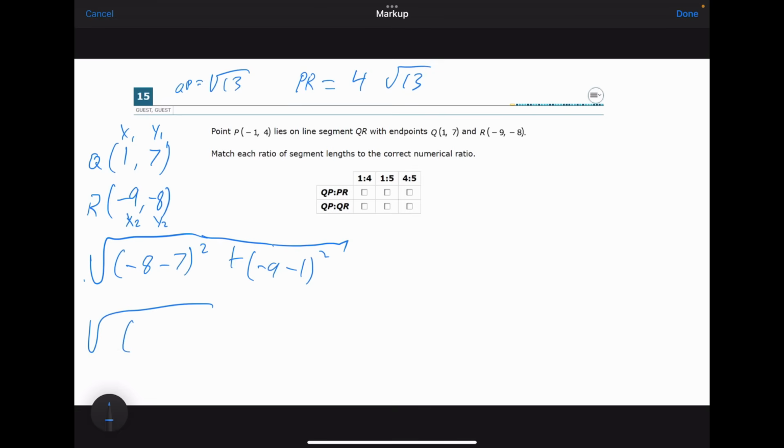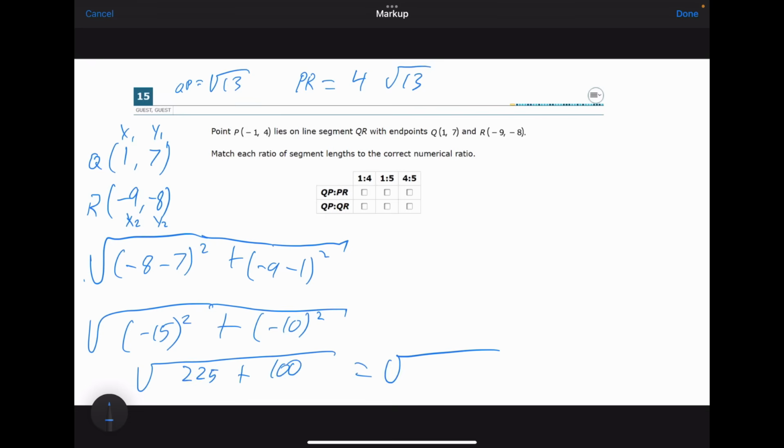This gives me 15 squared, which is a rather large number, and -10 squared. This is going to be, I believe that's 225 plus 100, but let me just do the math on a calculator so I don't make a mistake. So that is indeed 225 plus 100, which is equal to the square root of 325.